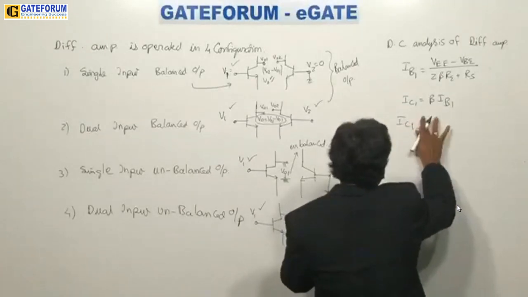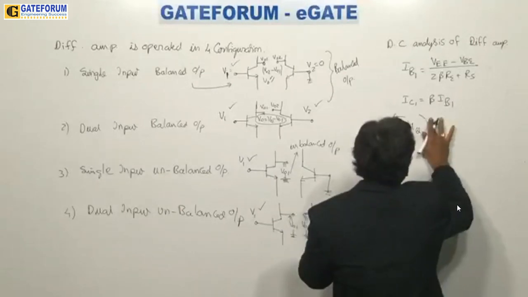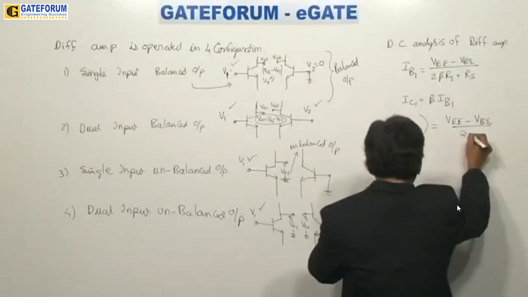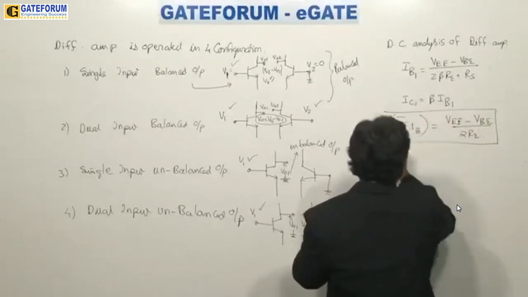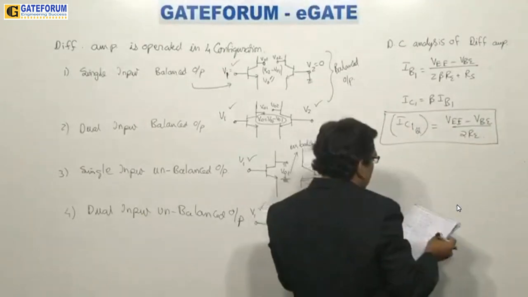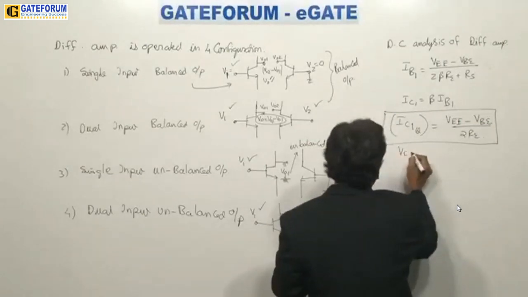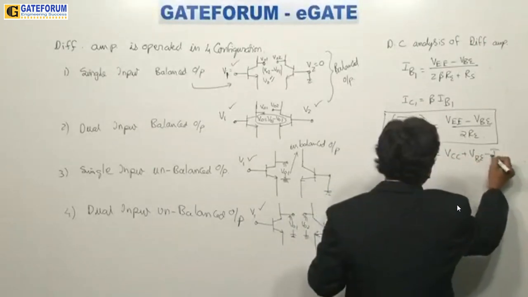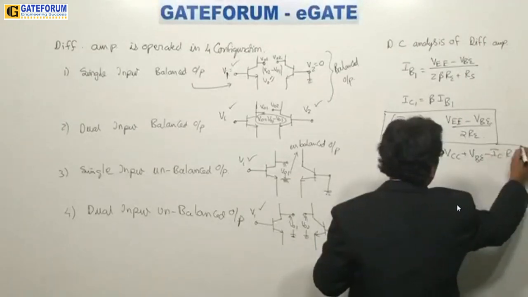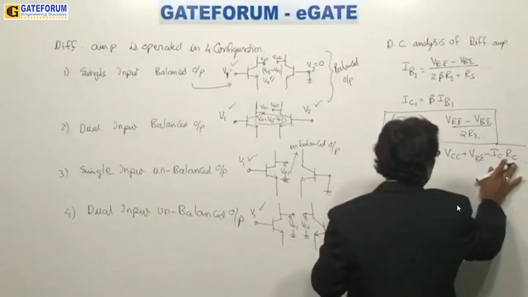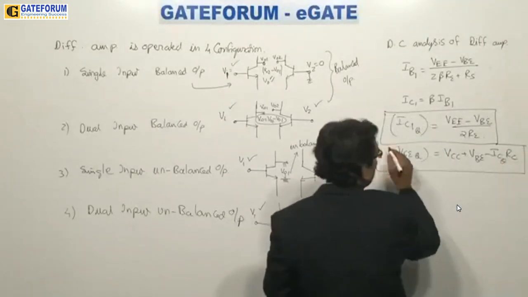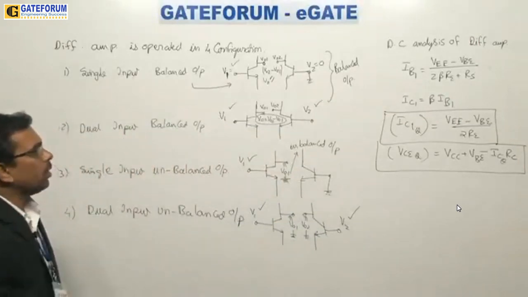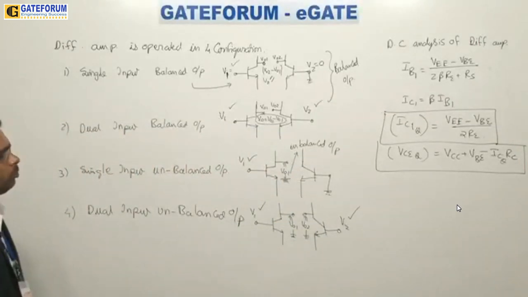ICQ is equal to (VEE minus VBE) whole divided by 2RE, and VCEQ, that is operating point, equals VCC plus VBE minus ICQ into RC. Okay, that is ICQ, ICQ into RC, like this. Okay, this is how you are going to get this term. Okay, VCQ.